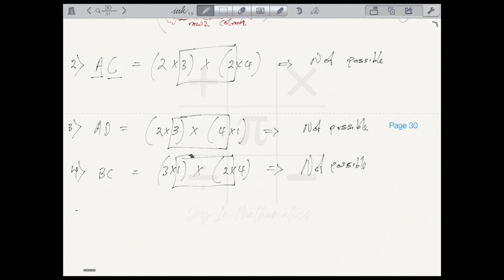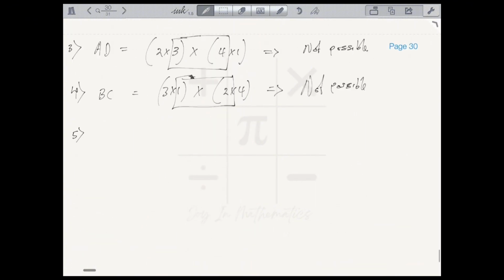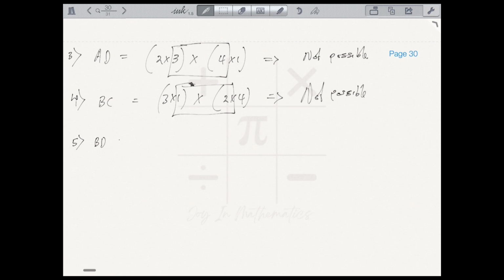And let's try number 5. I believe you got that. BD now. Number 5, BD. Okay, B is a 3 by 1 matrix and D is a 4 by 1 matrix. Now they do not align, therefore it is not possible.